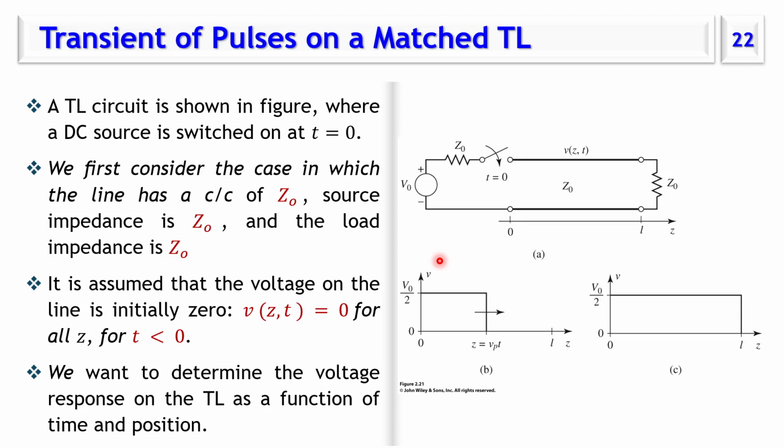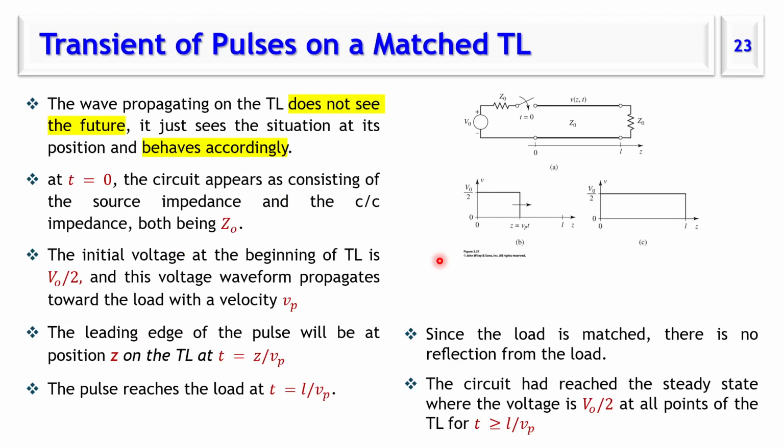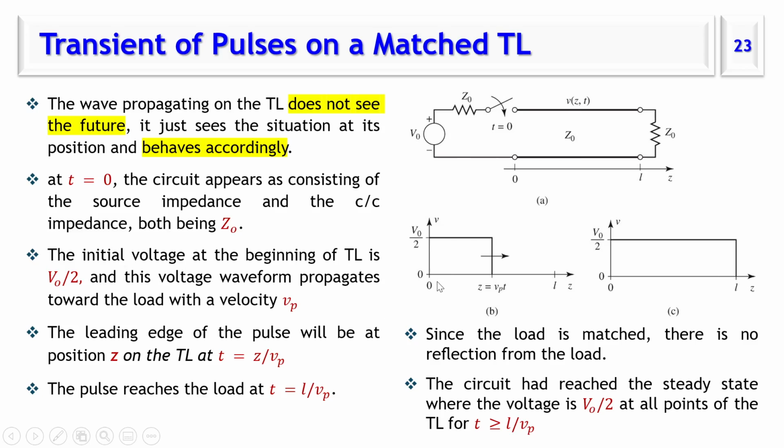We need to see how the voltage changes with time at any point on the transmission line. So at time equals 0, what do we see? Okay, when we switch on this switch at time equals 0, V naught will see two impedances: Z naught, which is its internal impedance, and the characteristic impedance of the transmission line. It is not the input impedance. We see the characteristic impedance of the transmission line.